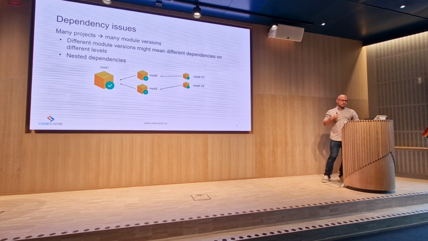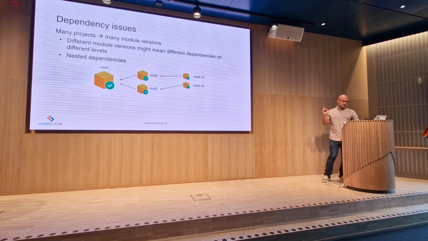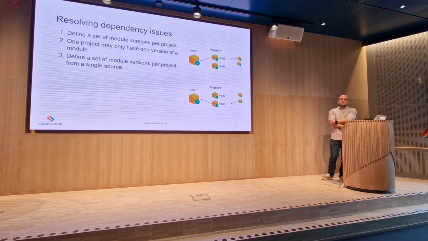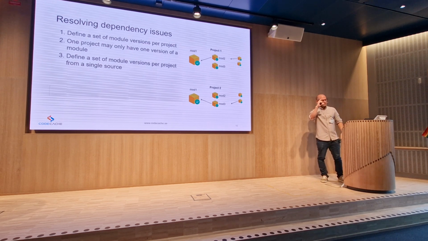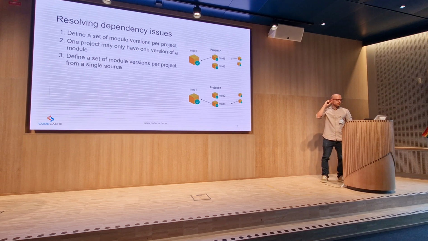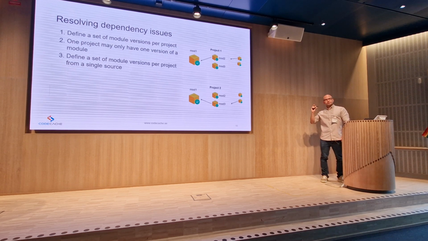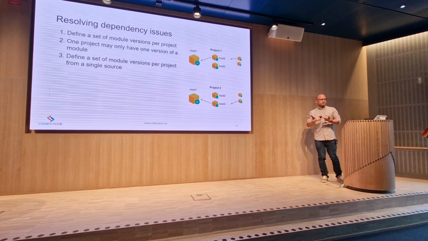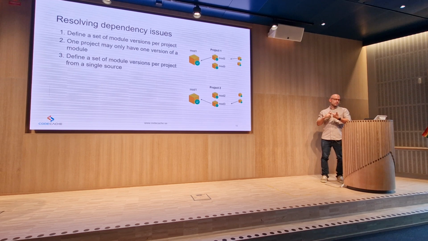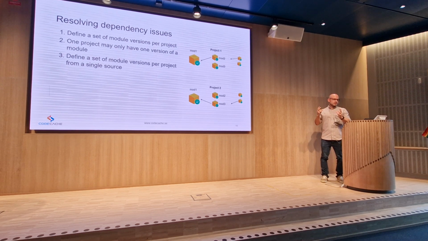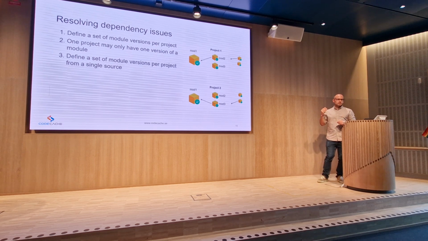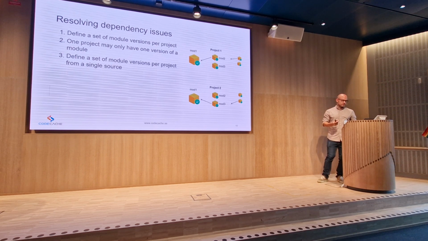So we axed that, and instead we define one set of module versions per project in one file, which is central for the project, which pinpoints the version of each module. So one project may only have one version of one module per project. And then we have this single source of information for the module versions.